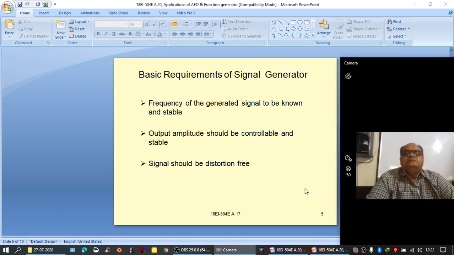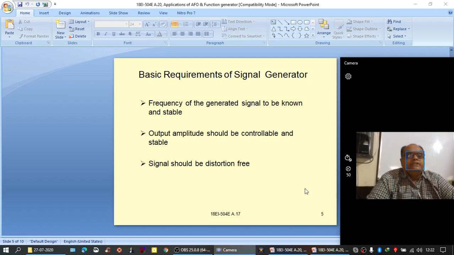Based on the frequency of oscillations produced, signal generators are classified into 6 different categories. One is audio frequency oscillator in the frequency range of 20 Hz to 20 kHz. Second one is radio frequency oscillator, which produces signals within the frequency range of 20 kHz to 30 MHz.